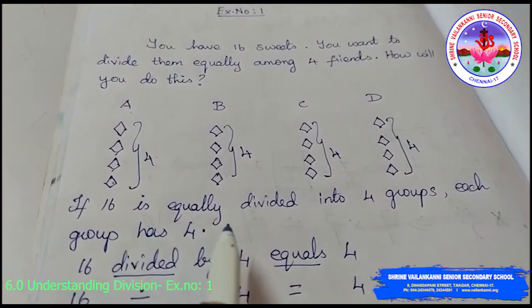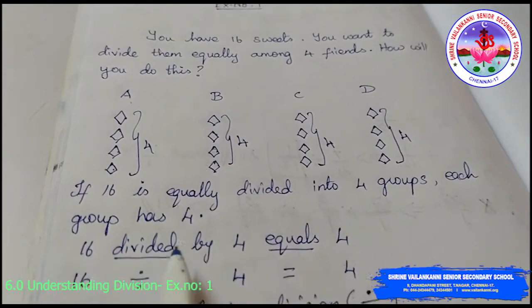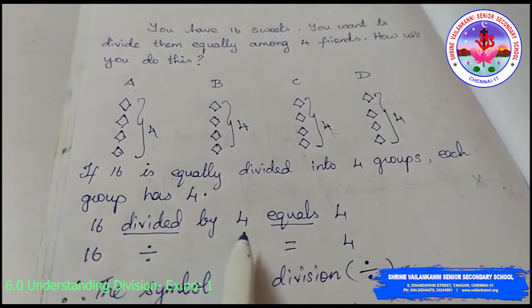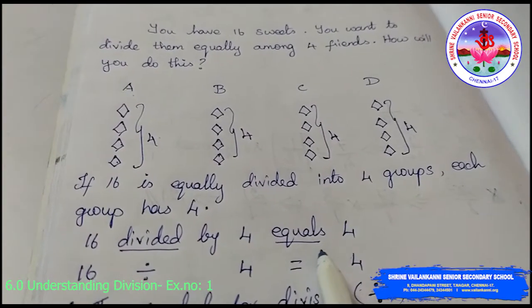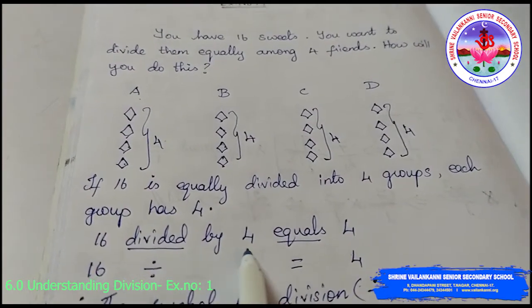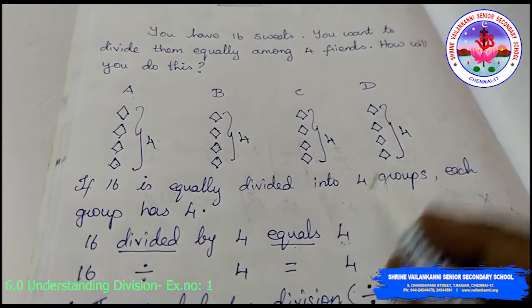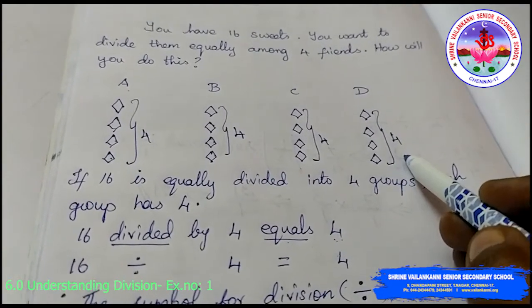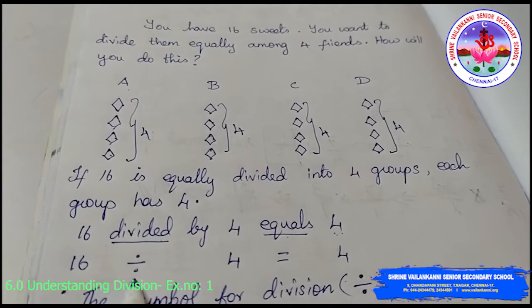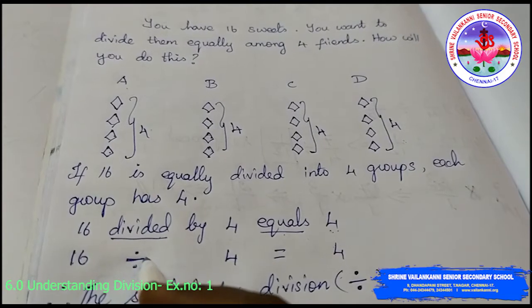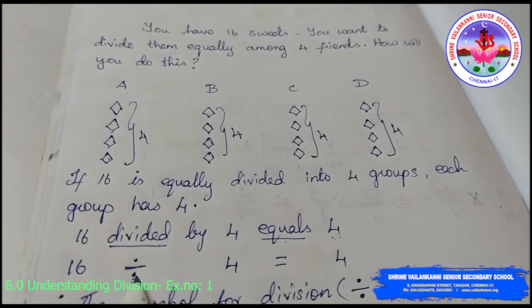If 16 is equally divided into 4 groups, each group has 4. So 16 divided by 4, that is, these 16 sweets are divided equally among 4. That is what I have written in numbers and words: 16 divided by 4 equals 4. Equals 4 in the sense each friend will get 4 sweets. This word divided is denoted by a symbol like this: you give a minus symbol, and then above and below you give a dot.